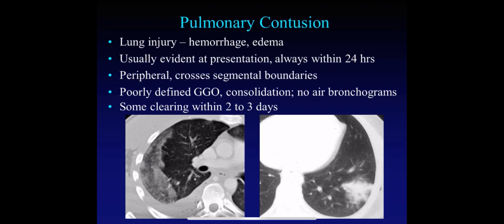And then on imaging, whether it be radiographically or on CT, there's usually some clearing of pulmonary contusions within 2 to 3 days. So here's two examples. On your left, we see peripheral non-segmental ground glass opacity, very classic for pulmonary contusion. And here's a more focal consolidative opacity in the periphery of the left lower lobe, indicative of pulmonary contusion.